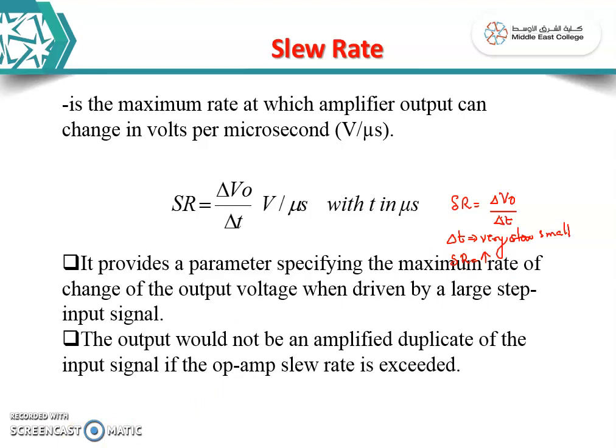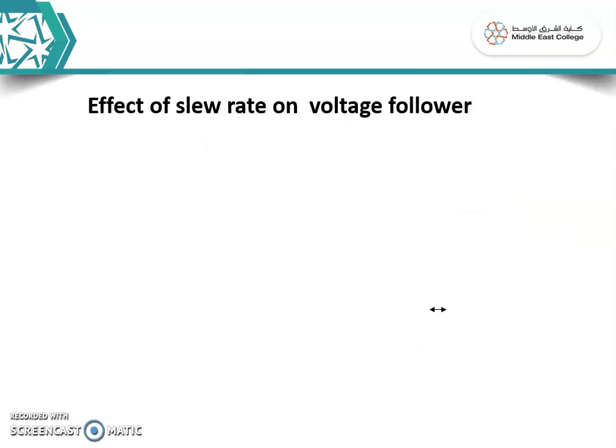Now, what is the importance of slew rate in case of an operational amplifier? It is a parameter which specifies the maximum rate of change of the output voltage. That means when you are giving a step input especially, it will tell you how fast your output can change. And if you do not choose an operational amplifier with proper slew rate, the output will not be what you require, or the output will not be the replica of the input signal that you have applied. I'll explain this with the help of a circuit diagram.